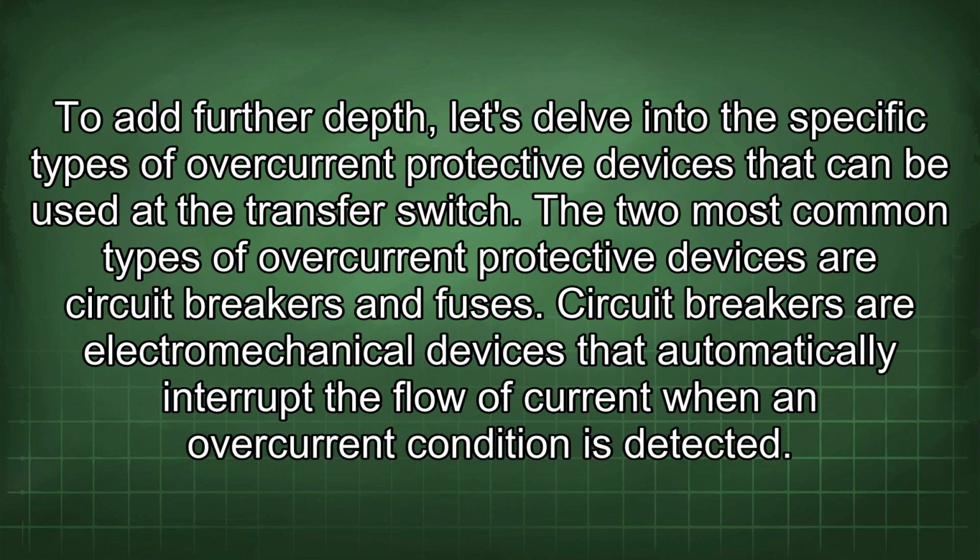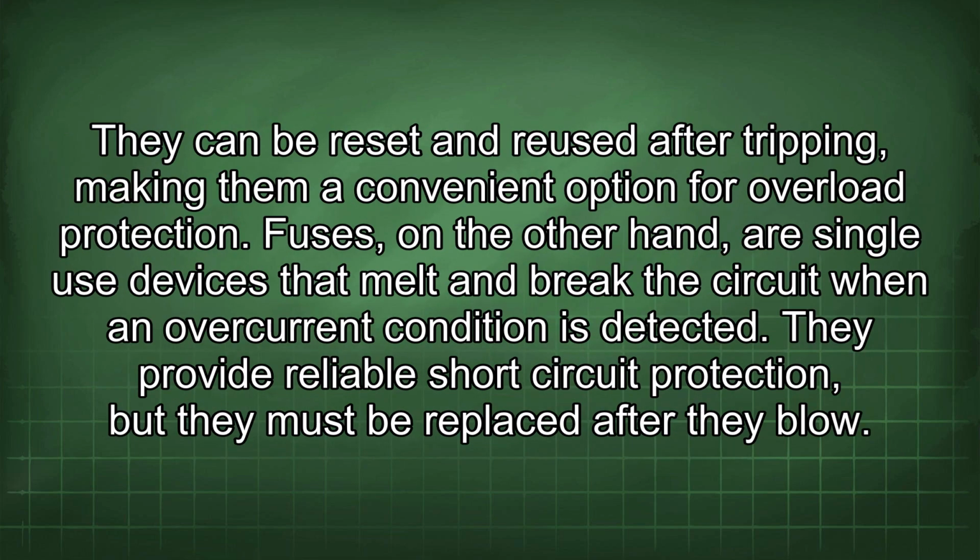To add further depth, let's delve into the specific types of overcurrent protective devices that can be used at the transfer switch. The two most common types of overcurrent protective devices are circuit breakers and fuses. Circuit breakers are electromechanical devices that automatically interrupt the flow of current when an overcurrent condition is detected. They can be reset and reused after tripping, making them a convenient option for overload protection.